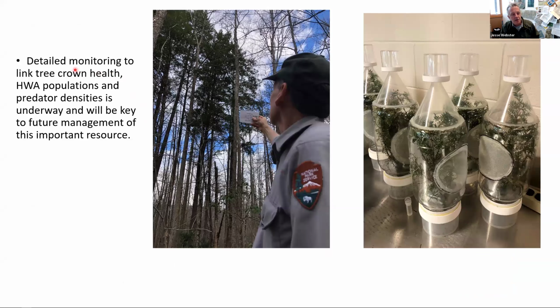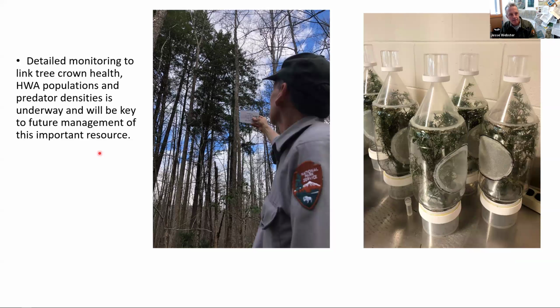So really, on to the future for the Smokies is detailed monitoring to look at tree crown health along with HWA populations. This is a really odd contraption that would actually collect the silver fly in the top and the Laricobius in the bottom. So this is some of our monitoring that we are getting into now, more detailed monitoring, and that's key.